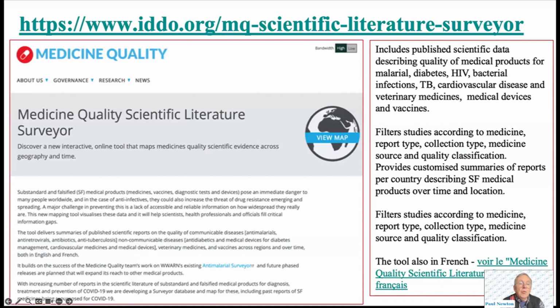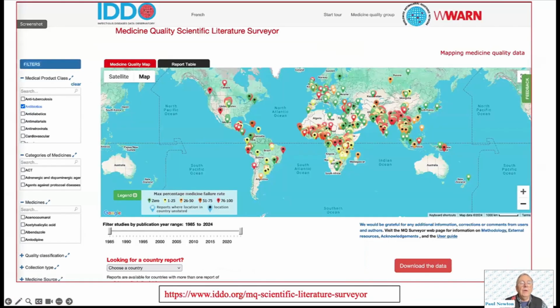In our group, we're linked with the Infectious Disease Data Observatory, and together we built the Medicine Quality Scientific Literature Surveyor that tries to map all the global literature on the quality of medical products. It's in English and in French, and the website is on the IDDO website, and here at the bottom of this slide.